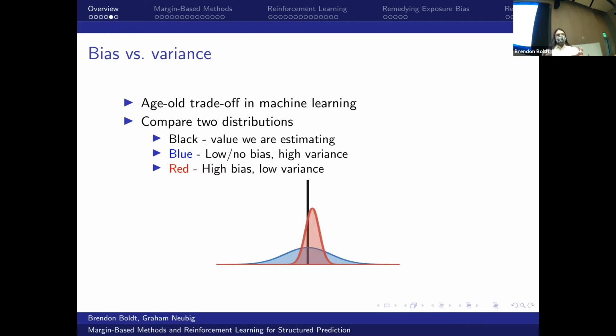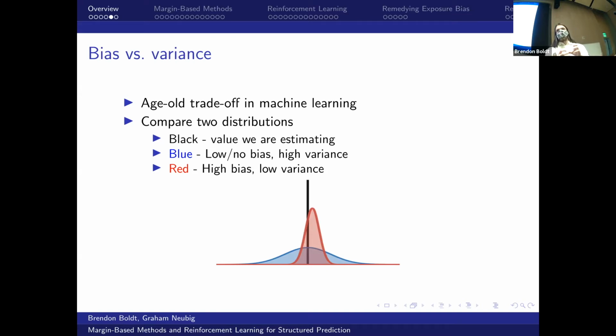The last piece of overview I want to give is a picture that I want you to have in your head during this lecture, and that is the idea of a bias-variance trade-off. If you've taken an introductory machine learning course, there's a pretty good chance they've talked about this idea. This is a picture I like to use to illustrate it. Let's say there's a value that we're just trying to estimate, and that's in black here. This black line is some true value that we want to estimate, but we don't have direct access to.